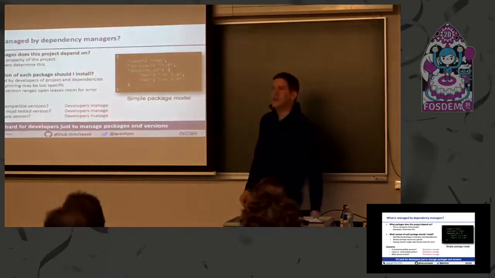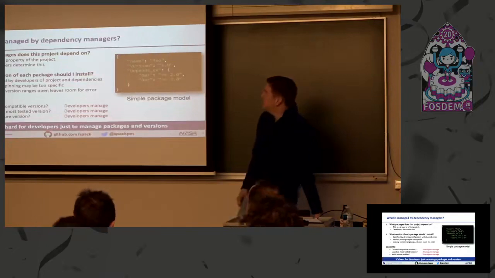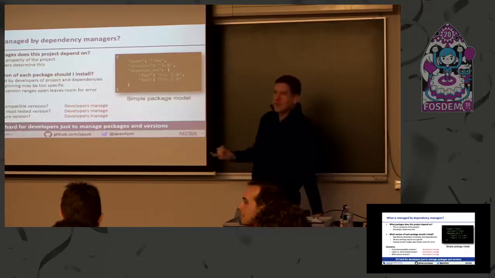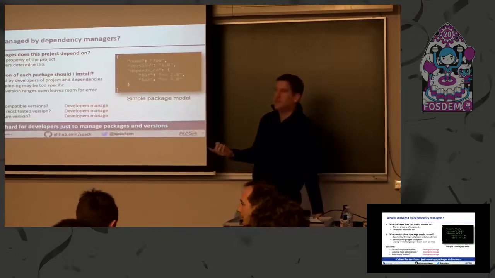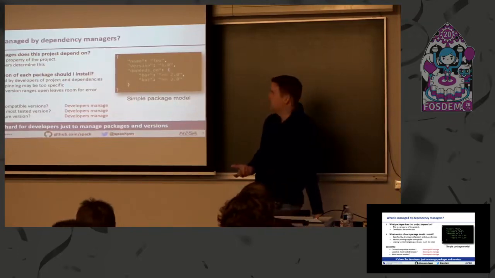So far we've heard from a lot of different dependency managers. What's managed by dependency managers typically? It's usually what projects is this, or what packages does this project depend on, and what version of each of the dependencies should I actually install? And so if you think about it, what does that look like as a package model for most package managers?